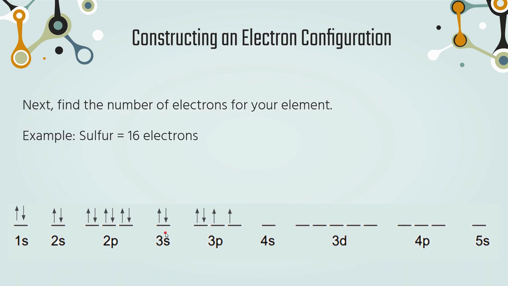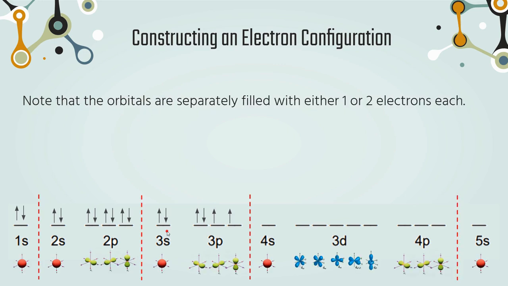Notice if I scroll back, I'm filling this 3p orbital singly and then doubly. Also note that orbitals are separately filled with either 1 or 2 electrons each. We can literally see the 3s orbital has 2 electrons. It has that shape. The 3p orbital is a little more complicated, but basically 1 orbital is assigned to each image at the bottom.